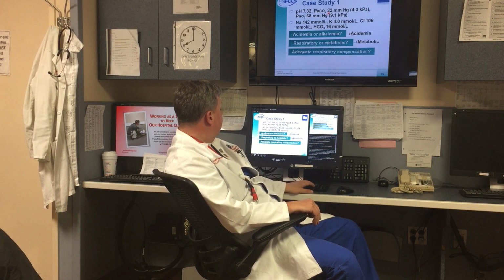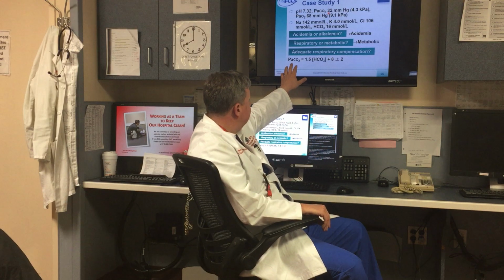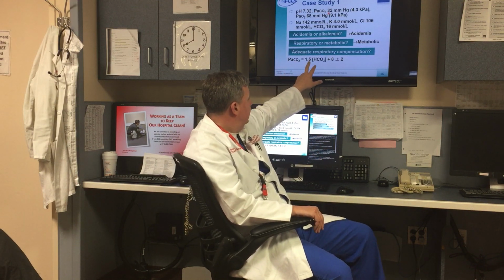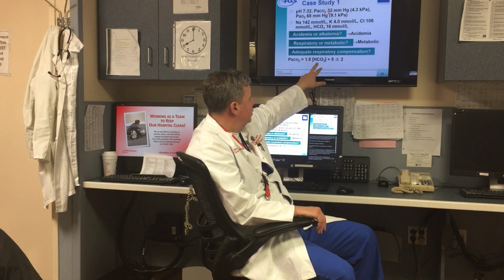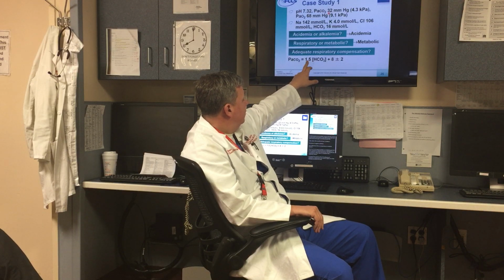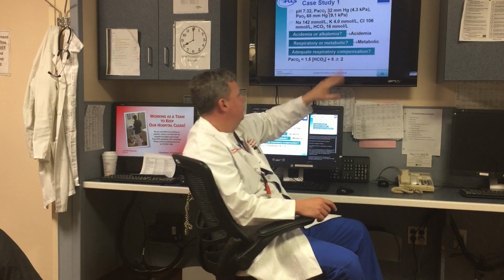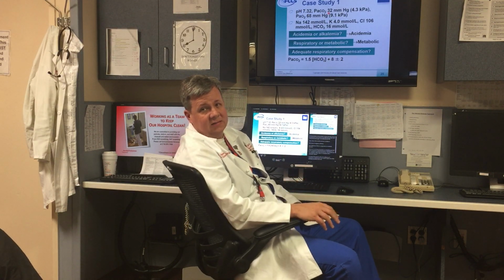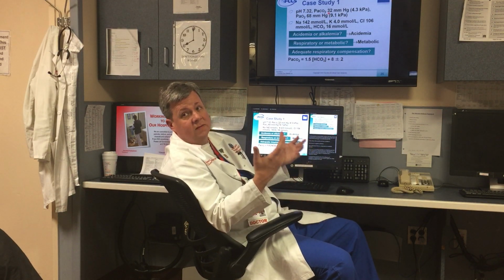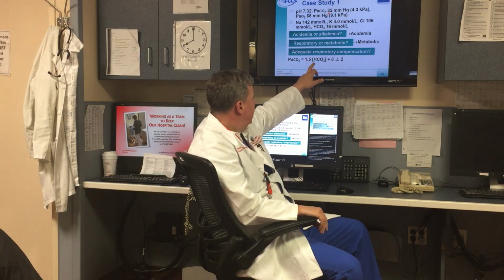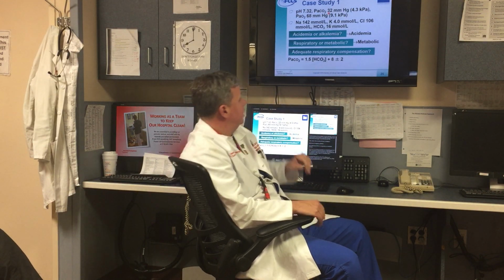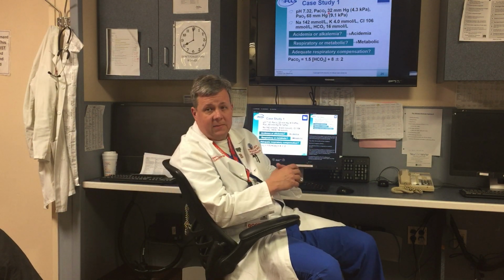Okay? Then is there adequate respiratory compensation? So in order to figure that out, you take the serum CO2, which in her case is 16. You multiply it by 1.5, and that makes it 24. And then you add something between 6 and 10. I usually just add 8 and see what that looks like. In her case, 24 plus 8 is 32, so it's probably adequate respiratory compensation.